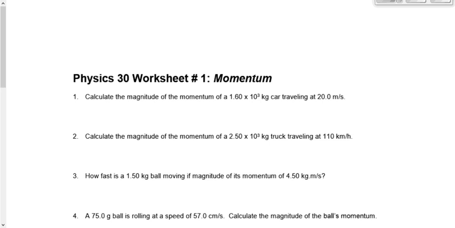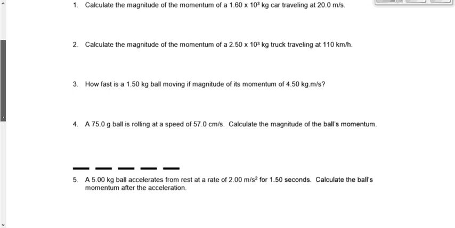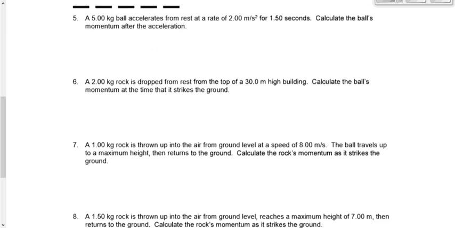We're going to take a look at questions 6, 7, and 8 on worksheet number 1. Number 6 says a 2.00 kilogram rock is dropped from rest. From rest means vi is equal to 0, right? From the top of a 30-meter high building. What's the ball's momentum at the time that it strikes the ground?